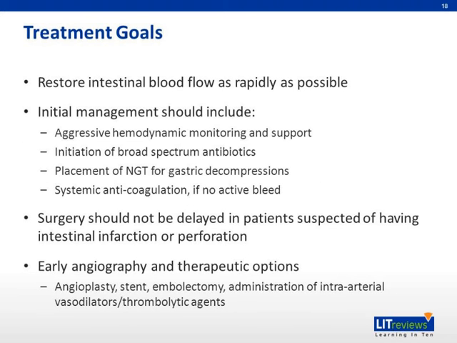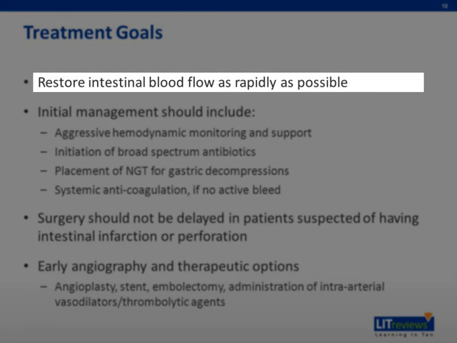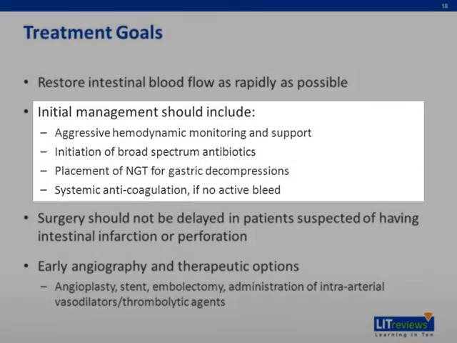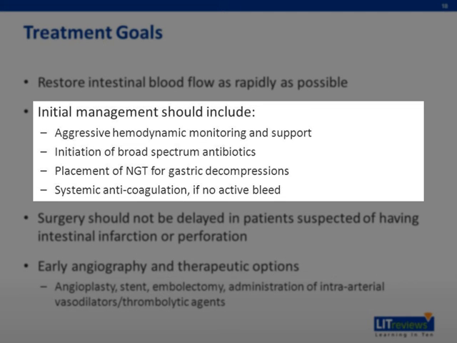The treatment goal of acute mesenteric ischemia is to restore intestinal blood flow as rapidly as possible. Initial management should include aggressive hemodynamic monitoring and support, correction of metabolic acidosis, initiation of broad-spectrum antibiotics, and placement of an NG tube for gastric decompression.